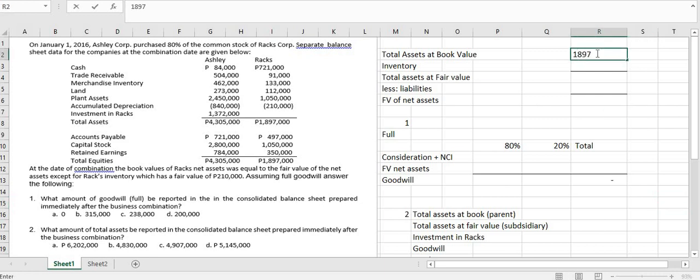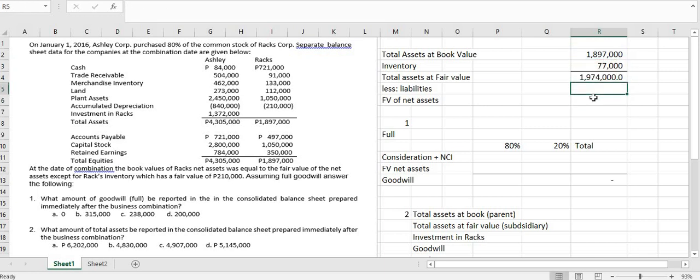Now we have 1,887,000. This is the book value of the assets of Rock Company, our subsidiary or acquiree. The only account where the fair value and book value differ is the inventory. The inventory has a book value of 133,000 but a fair value of 210,000. Therefore it is undervalued. So 210,000 less 133,000, undervalued by 77,000. So this is the total assets at fair value.